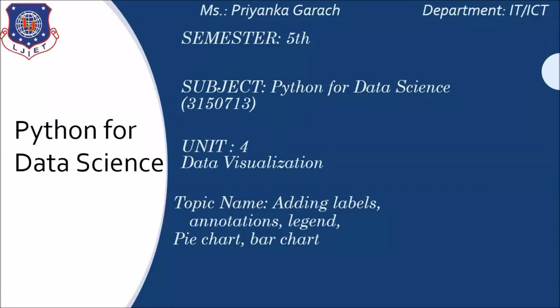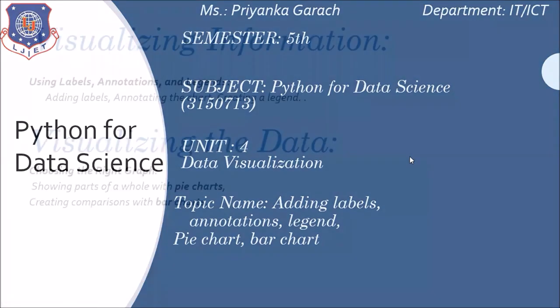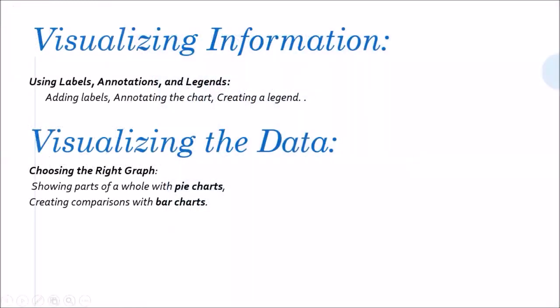Welcome to the lecture of Python for Data Science. This is lecture 2 of unit number 4, that is data visualization. In this particular video, we will cover topics from unit number 4, such as using the labels, annotations, and the legends. So these are the topics from unit number 4 under the topic that is visualizing information.